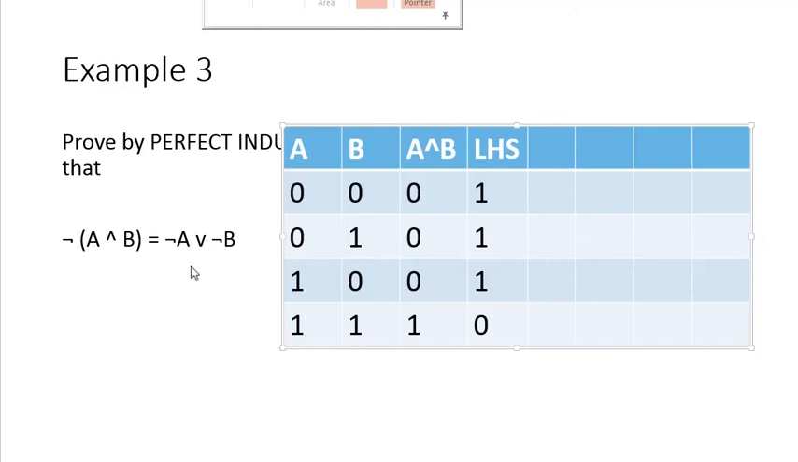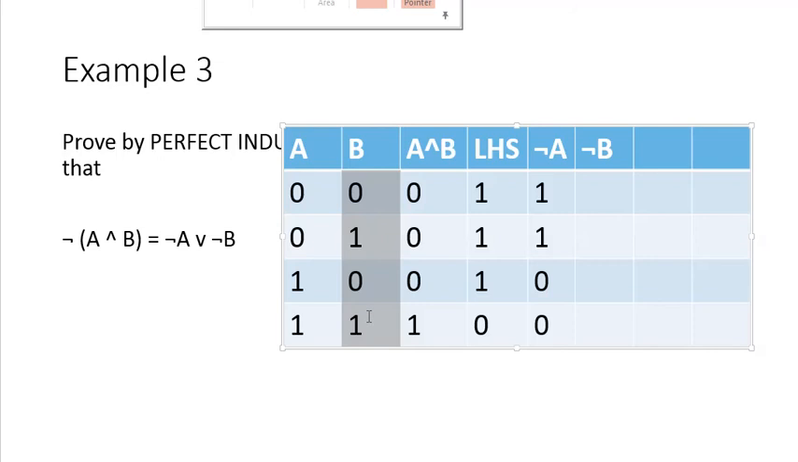Let's have a look at the right hand side. In order to work it out, I have to use the values of not A and not B. I don't in my truth table yet have columns for not A and not B, so that's where I need to begin. So a column for not A and a column for not B. For the column not A, whatever A is, just flip it. The 0s become 1s and the 1s become 0s.